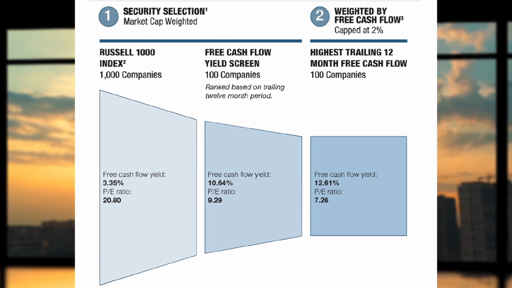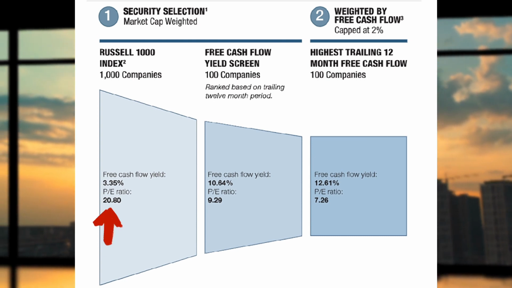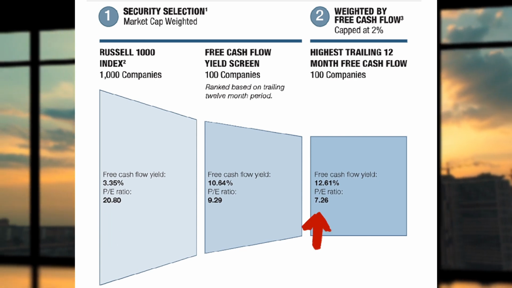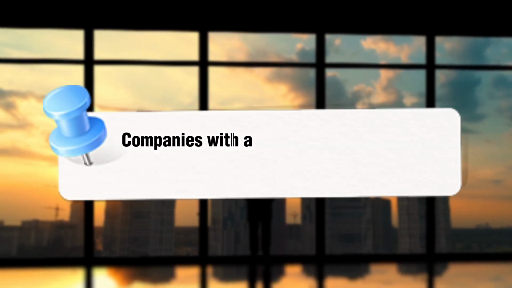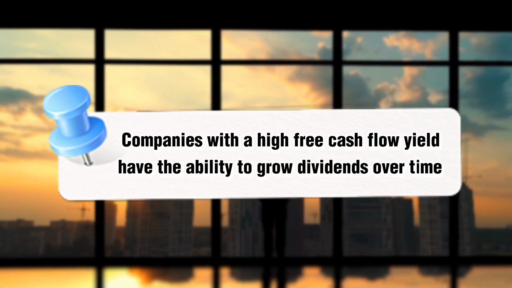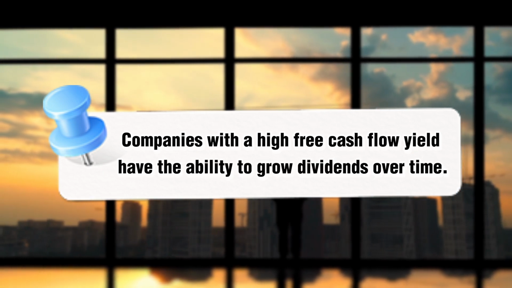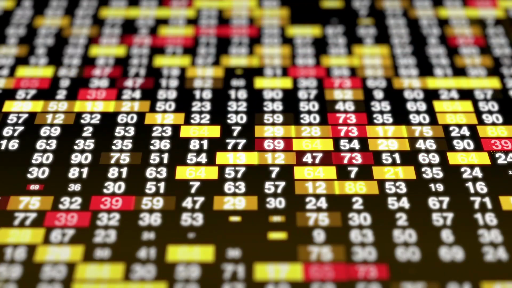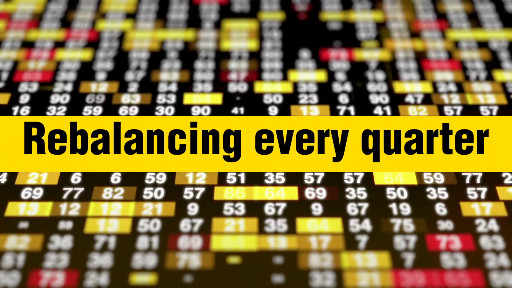While Russell 1000 Index has a P/E ratio of 20.8, COWZ has a much lower P/E ratio of 7.26. As a result, companies with a high free cash flow yield have the ability to grow dividends over time. COWZ holds 103 stocks in its portfolio, and it undergoes rebalancing every quarter.